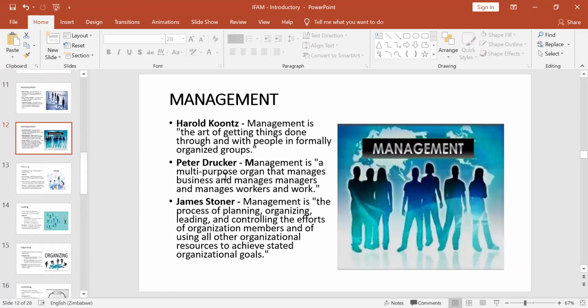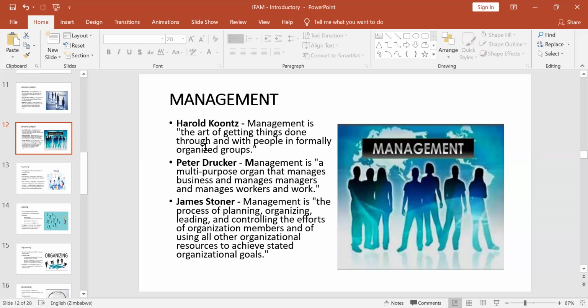Then we have the main authors. These are textbooks that you come across in management, by Koontz, by Peter Drucker, by Stoner. So I've also put for you their definitions there. So you are going to go through them as you read through, because I will send these slides when we are done.